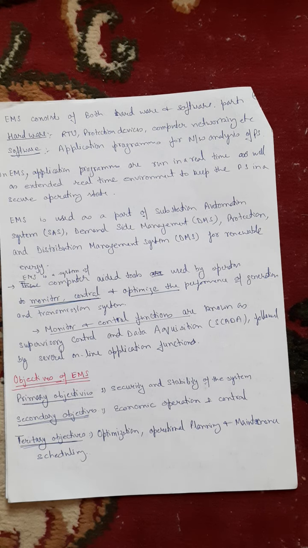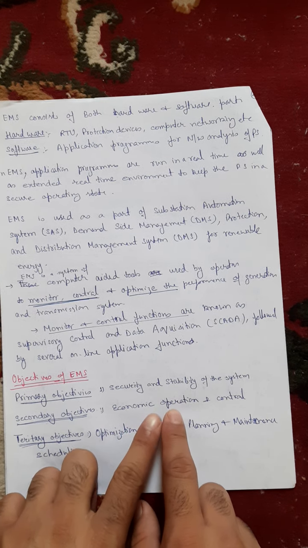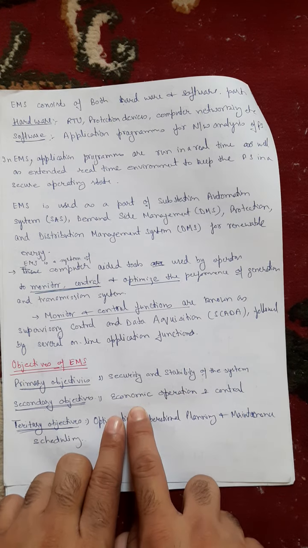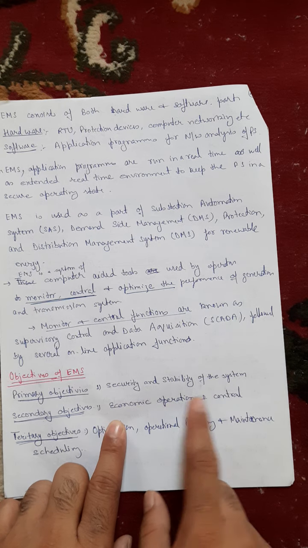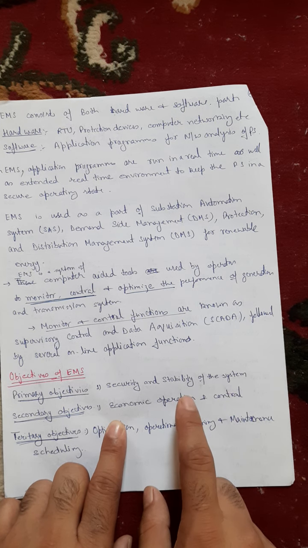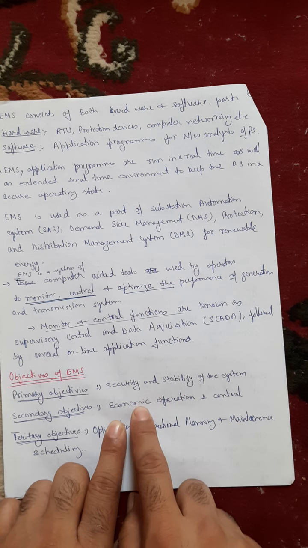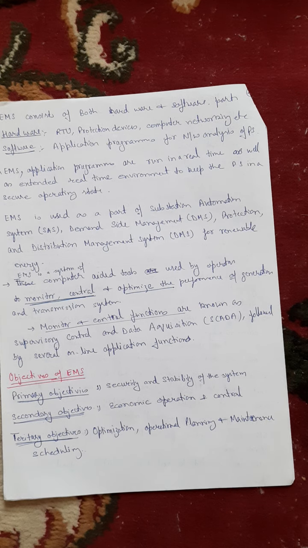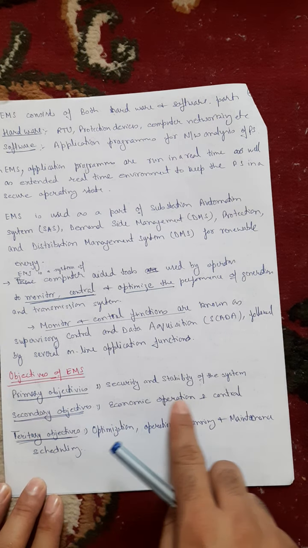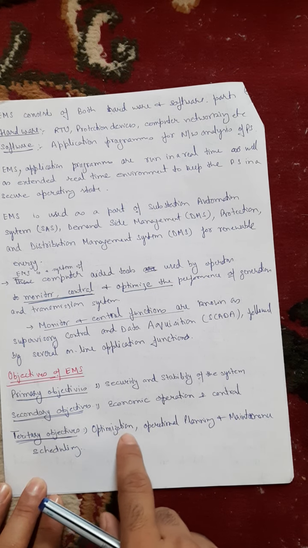The primary objective is that the system should be secure and stable, and the secondary objective is that we have to go for economy. That means economic operation and control: operation and control should be economic. This is secondary. The tertiary means we have to go for planning, maintenance, scheduling and optimization. Here we go for cost optimization, and other optimizations are also to be considered.